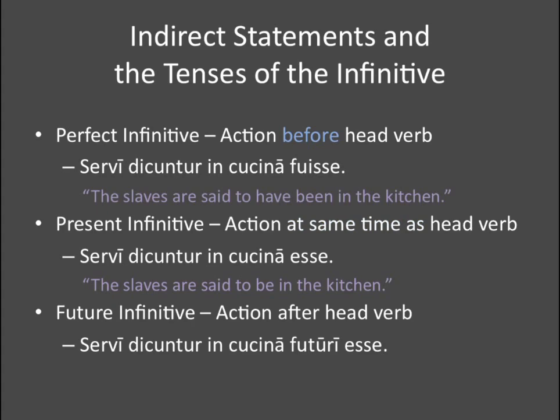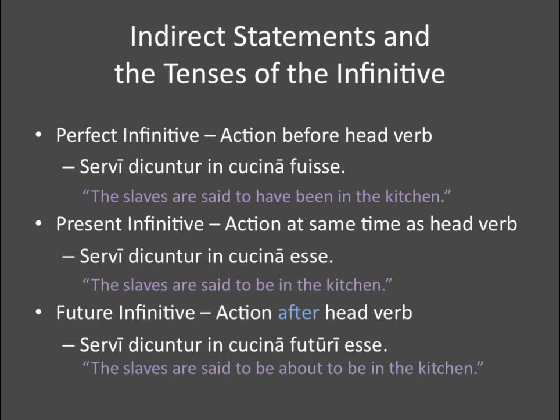The example above it, with the perfect infinitive, servi dicuntur in cucina fuisse, can be translated as the slaves are said to have been in the kitchen because the perfect infinitive reports action that happened before the head verb. The bottom example, with the future infinitive, servi dicuntur in cucina futuri esse, can be translated as the slaves are said to be about to be in the kitchen, because the future infinitive reports action happening after the main verb.